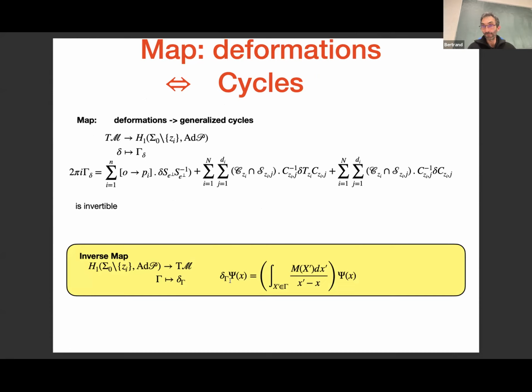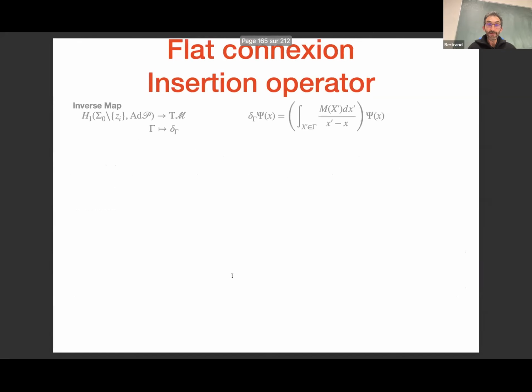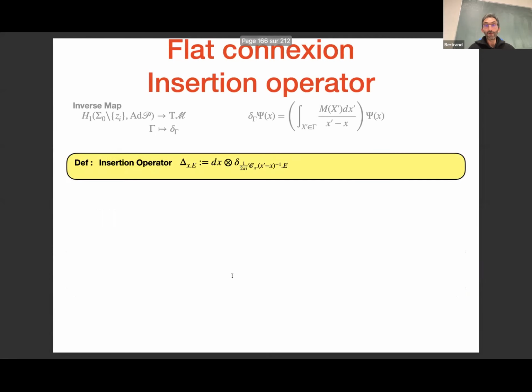In particular, the connection is easily found from the deformation of the flat section. So you just apply the same formula. And so it means that to every generalized cycle, you can associate a deformation. Let me use that to define a very special case.